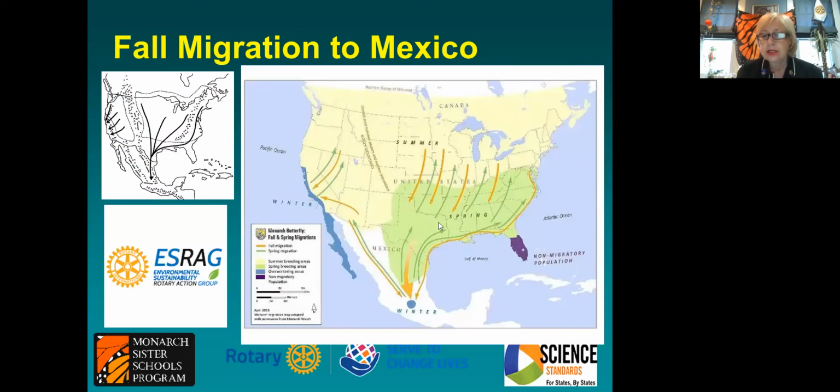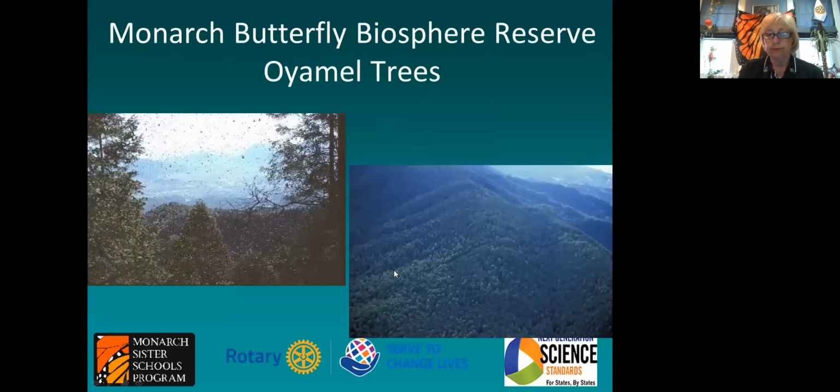And this is the migration path that they take. And we have some Western monarchs that go to California for the winter, but they do interbreed with the Eastern monarchs that are east of the Rocky Mountains. But you can see they all go into Texas, and then from Texas, usually right into Mexico. Well, I guess some may go directly from California.